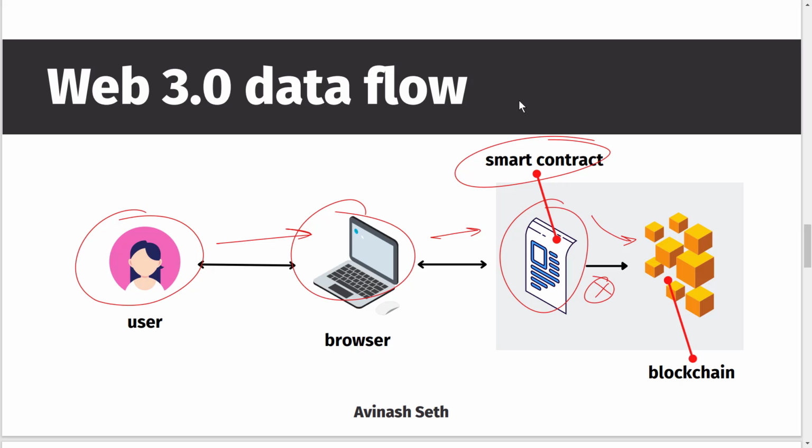Now, obviously, you can have this question, Avinash, I think this is how the data flows in Web 2.0, so how is that different? Well, here the smart contract is not controlled by a single entity. You can actually read the smart contract. So what is written, what are the set of rules which are written there, and how my data or my information is going to get inside that blockchain if I follow what is written in the smart contract. So this is how data flows.